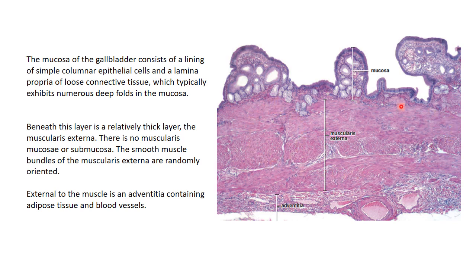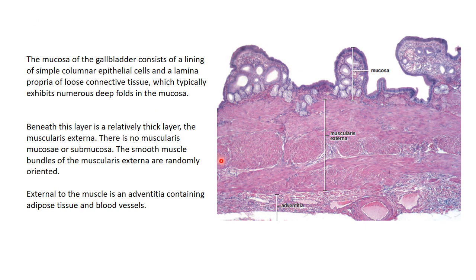Contraction of muscle in this coat will cause emptying of the gallbladder content, so release of bile into the small intestine. External to the muscle coat, we have the adventitia containing adipose tissue and a blood vessel.